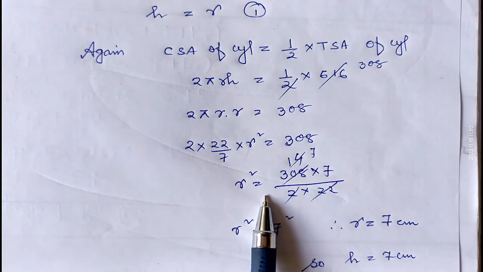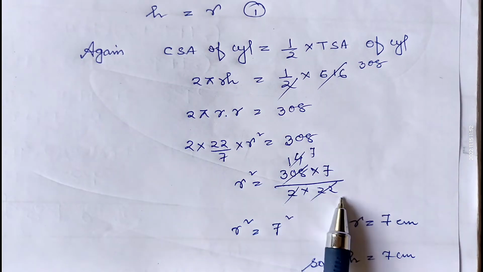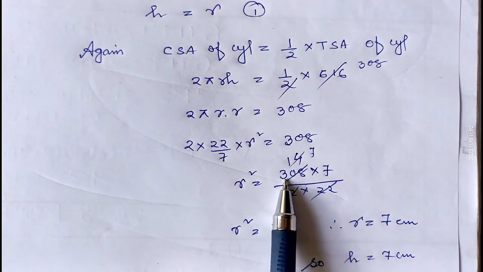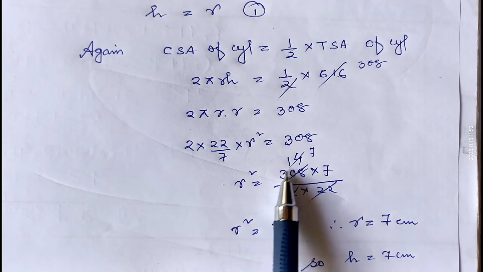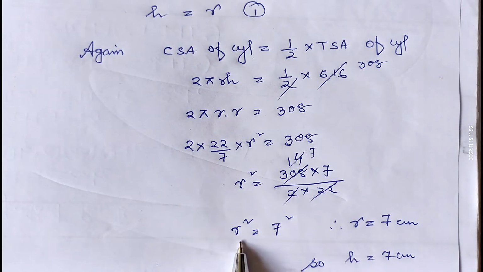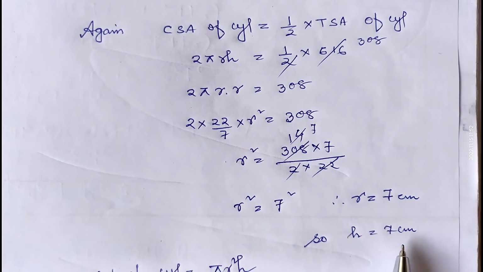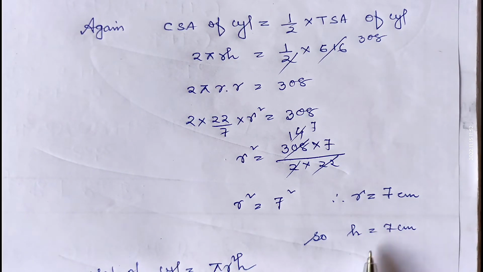So r square equals to 308 into 7 divided by 2 into 22. If I cancel 308 by 22, it will become 14. 14 divided by 2, 7. So r square equal to 7 square, which will give r equal to 7. Since radius is 7, therefore height is also 7, because we got radius and height both are equal.